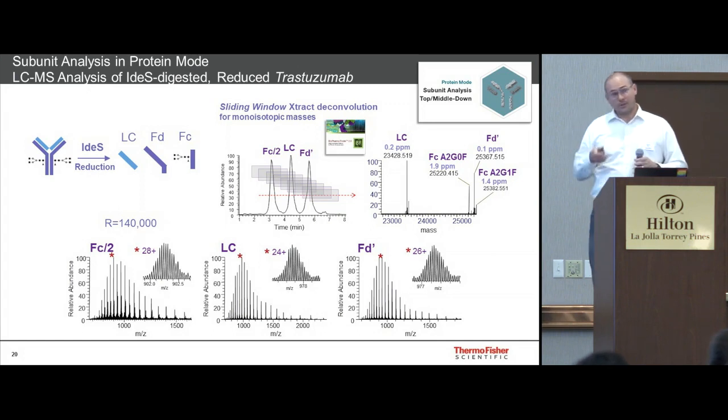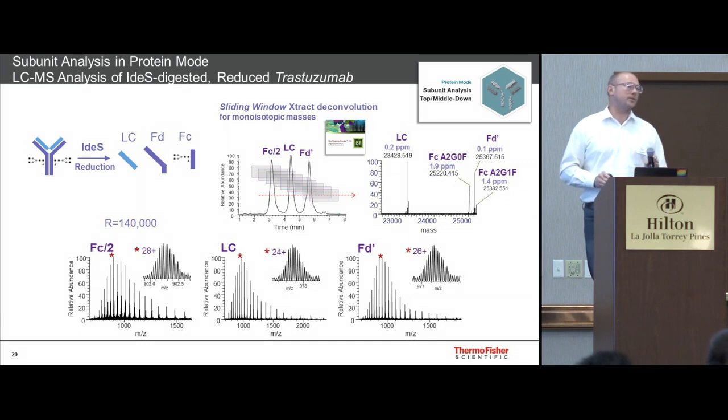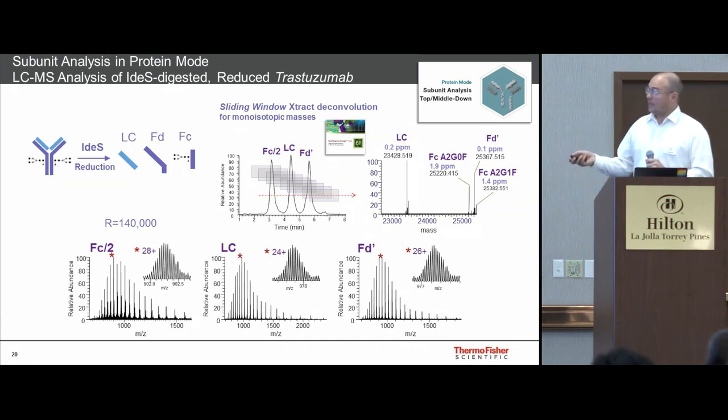Okay, so I'm going to turn the page a little bit to subunit analysis. So again, same mass spectrometer. All of this was done using a Q Exactive Plus BioPharma mass spectrometer. So in the subunit analysis workflow, we're going to use protein mode. And in this case, we're going to look at an LCMS analysis of the IdeS-digested, and then reduced Trastuzumab.